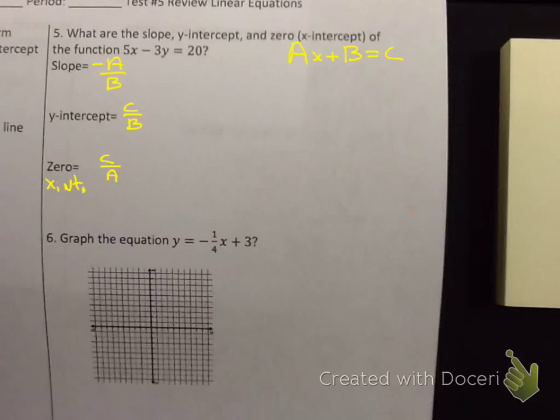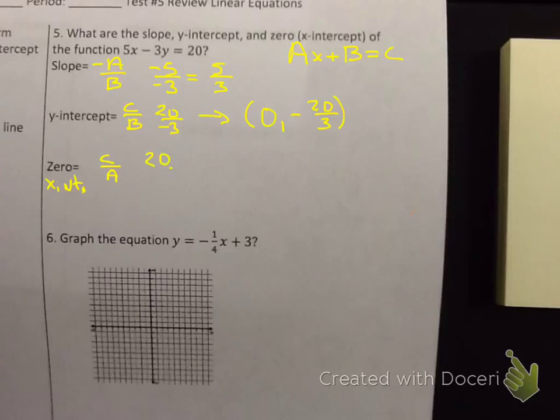So if I do this, that means the number in front of the x is a negative 5, so that becomes negative 5 over negative 3, which becomes positive 5 over 3. Your y-intercept is C over B, which is 20 over negative 3. Written as a point, that would be (0, negative 20 over 3).